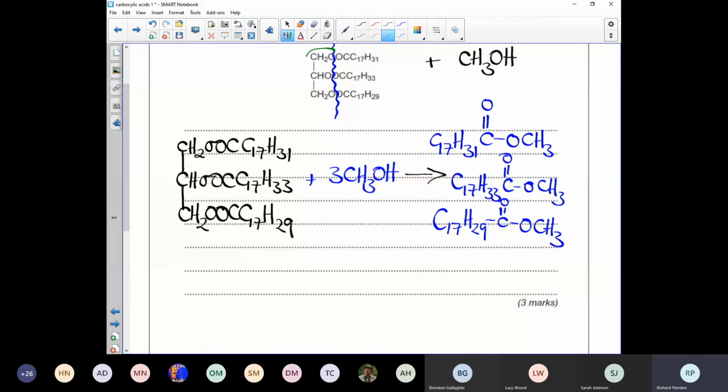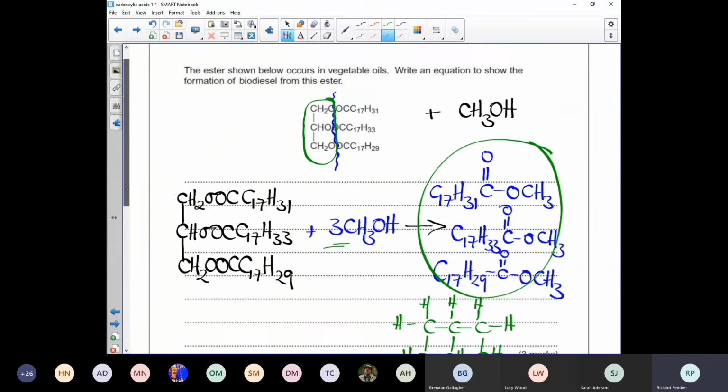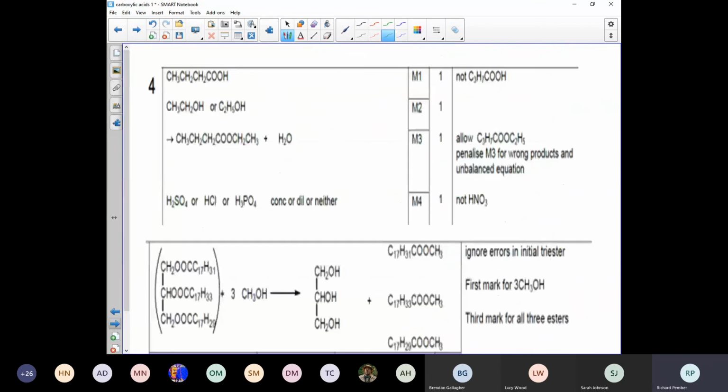methanols, and my other product, of course, we get the glycerol, however you choose to show your glycerol. Like so. So a little bit scruffy. So we've got our three molecules of biodiesel along with our glycerol, and it required 3 methanol molecules. 3 marks for that. Aha, here's the mark scheme then.